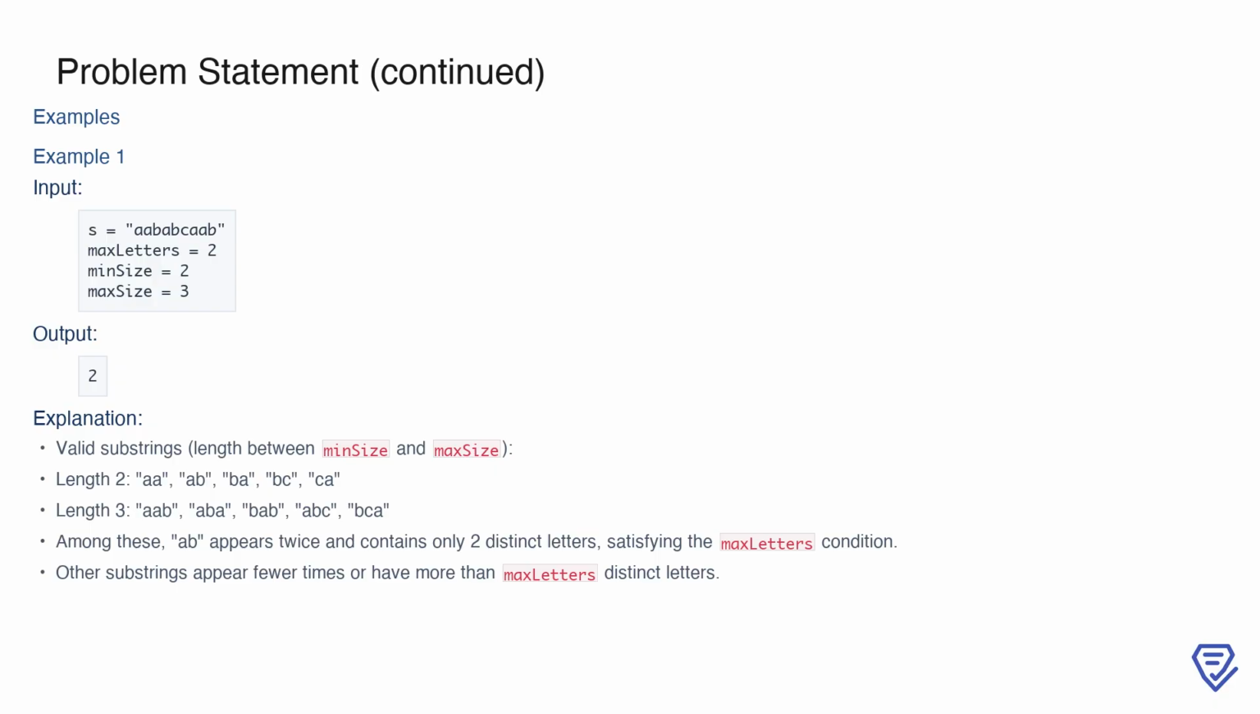For substrings of length 2, we have AB, BA, AB, BC, and CA. For substrings of length 3, we have ABA, BAB, ABC, BCA, and CAB. Among these, AB is the most frequent, appearing twice, and it contains only two distinct characters, which satisfies the max letters condition. Other substrings either appear less frequently or have more than two distinct characters. Therefore, the maximum occurrence is 2.